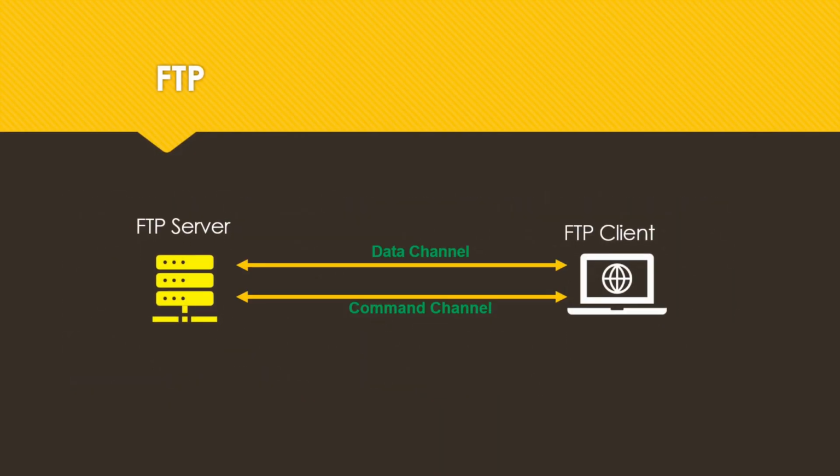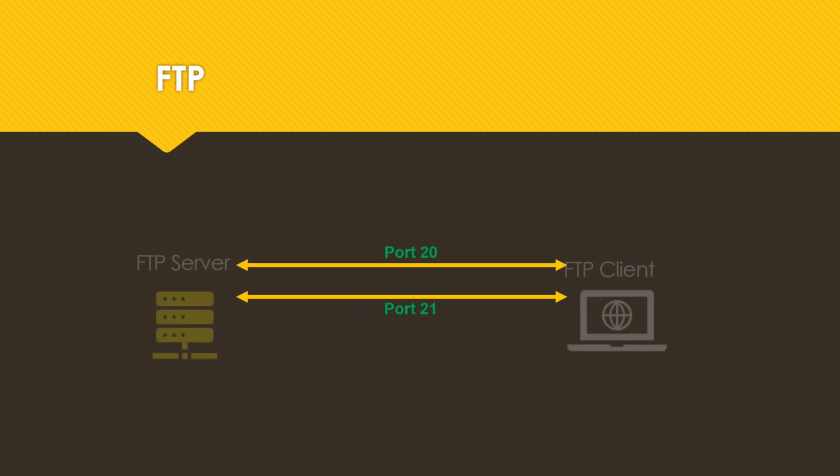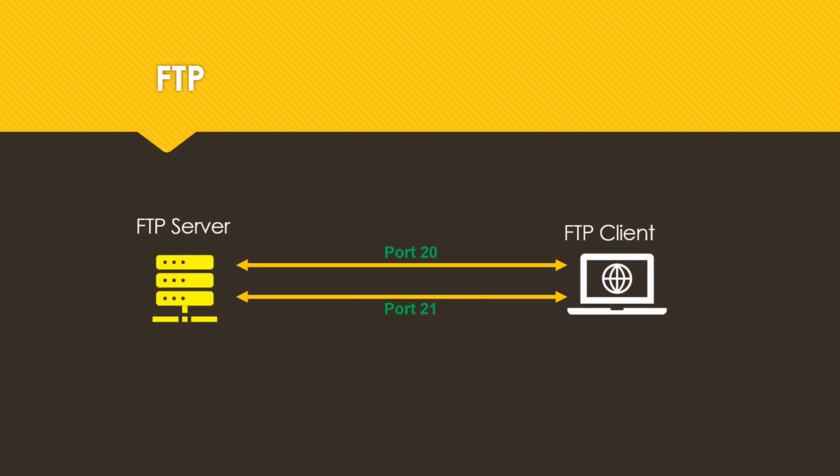Here we can see that the FTP client and FTP server are communicating, but the communication is happening in two channels, that is data channel and command channel. We are going to learn more about these channels later in this video. We can see the default port number for the FTP protocol. Port 20 is used for data channel and port 21 is used for command channel.